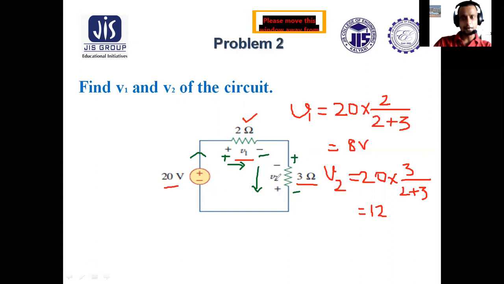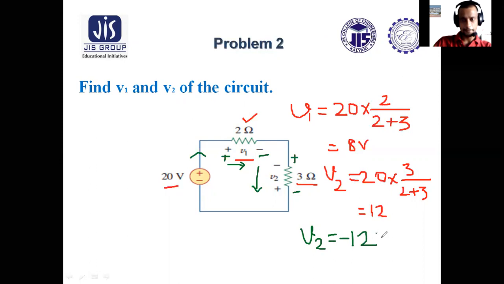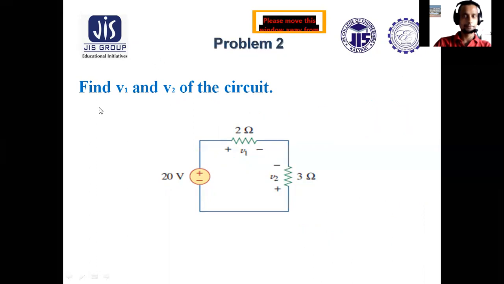But in the question it is mentioned with opposite polarity, which implies using this formula we are finding V2, but as per the question, V2 should be minus 12 volt. So this is how you can apply voltage divider rule to determine voltage across a particular branch. Okay. Now let us move to the next problem.